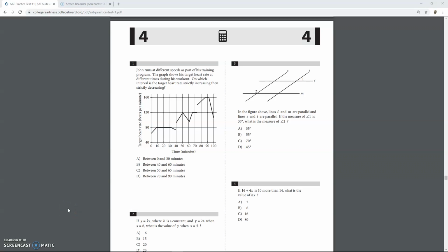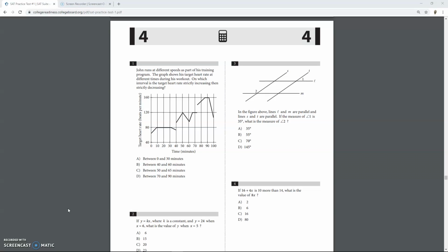So the first problem is asking on the graph which part is strictly increasing, then strictly decreasing. So we can just go over all those parts. For between 0 and 30 minutes, it goes increasing and then flat. So it's not A. And for B, from 40 to 60, it increased from 40 to 50, and then decreased from 50 to 60.